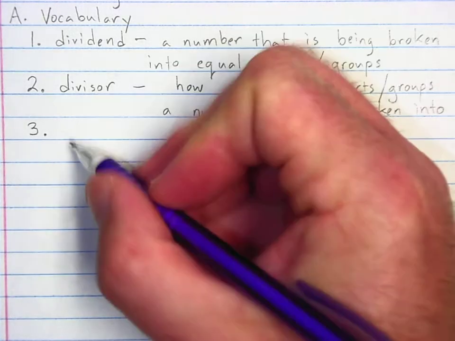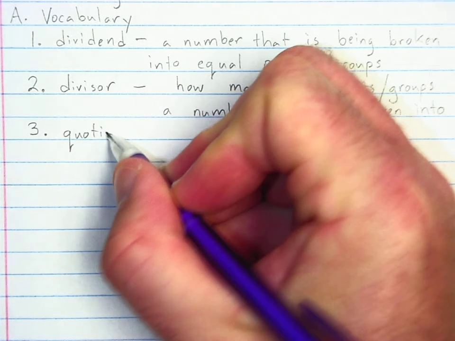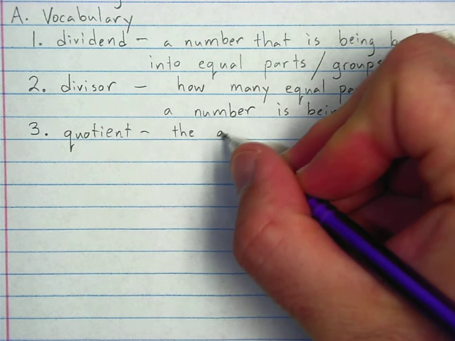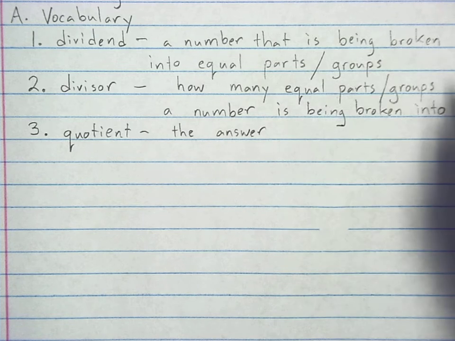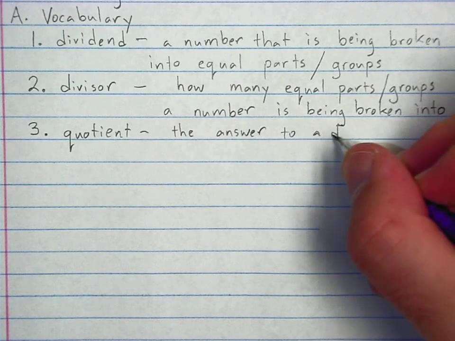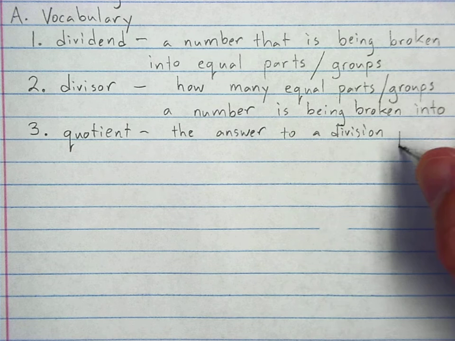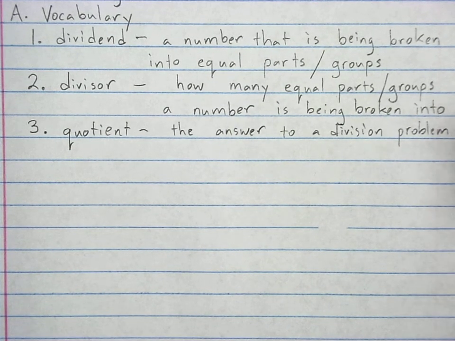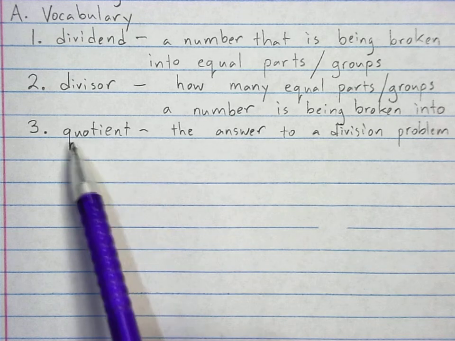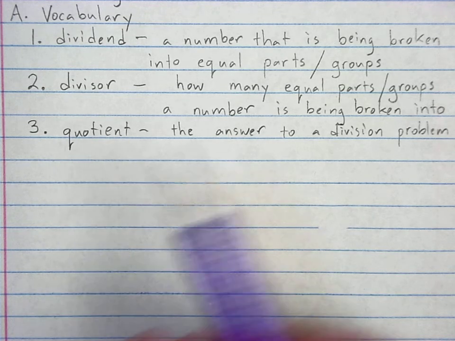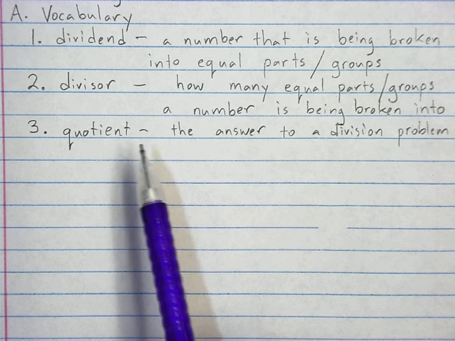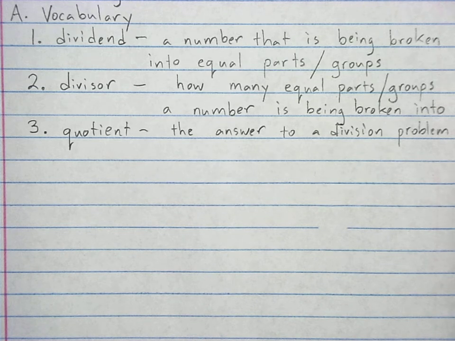Number 3, hopefully you remember the quotient. This is the answer to a division problem. Now we'll be using the word quotient when we refer to the answer, obviously, but think back to what we've done with equations, making expressions. You may see the quotient of 12 and 4. That means 12 divided by 4. All right, the answer to a division problem.